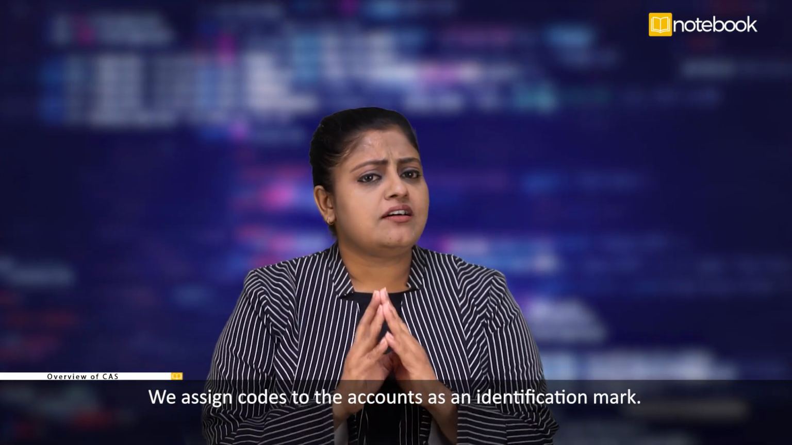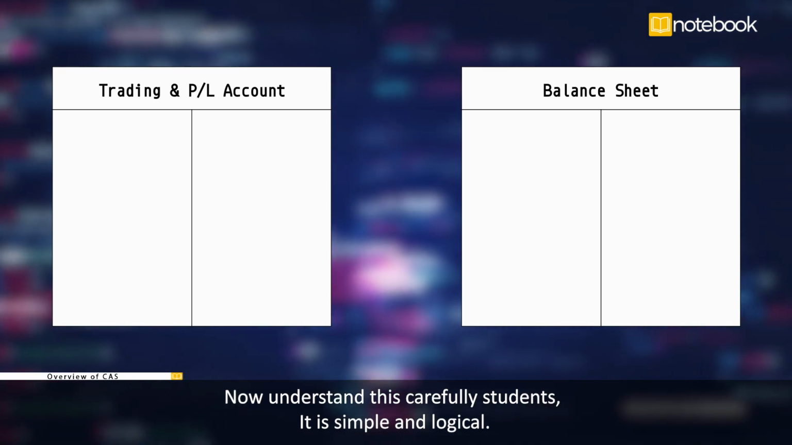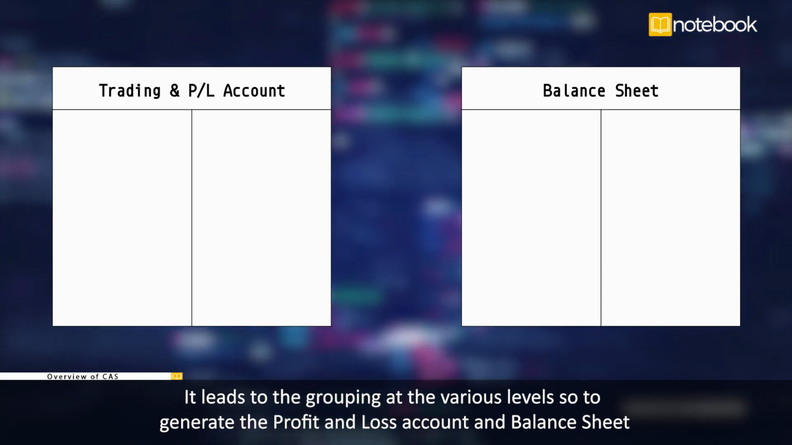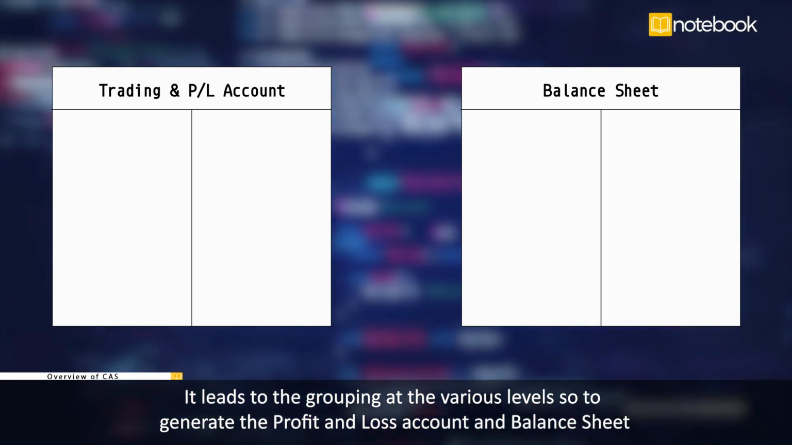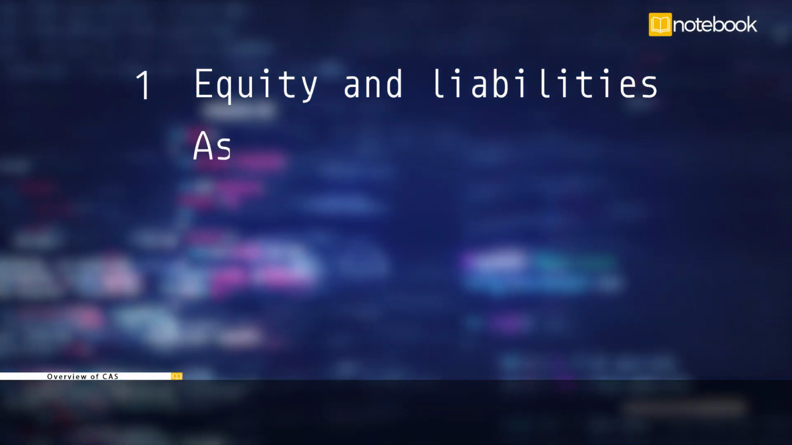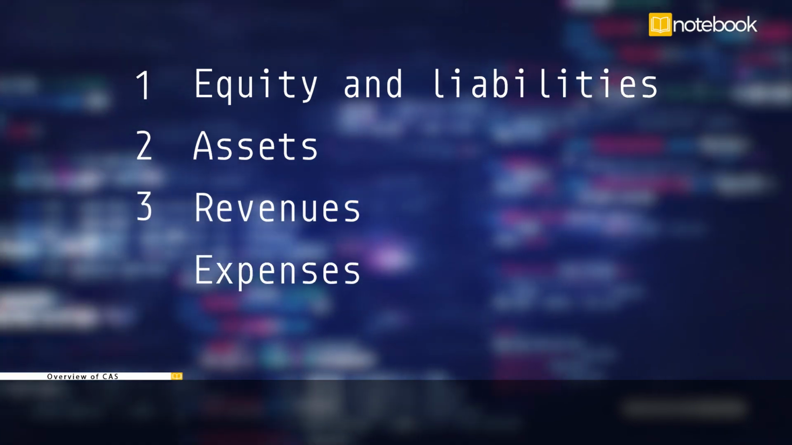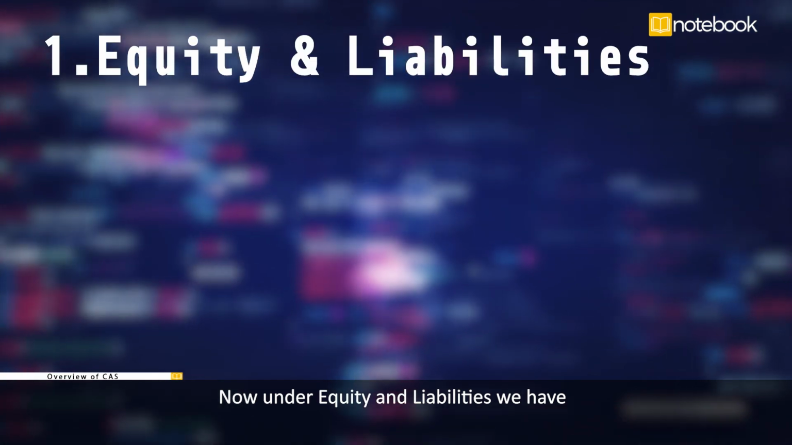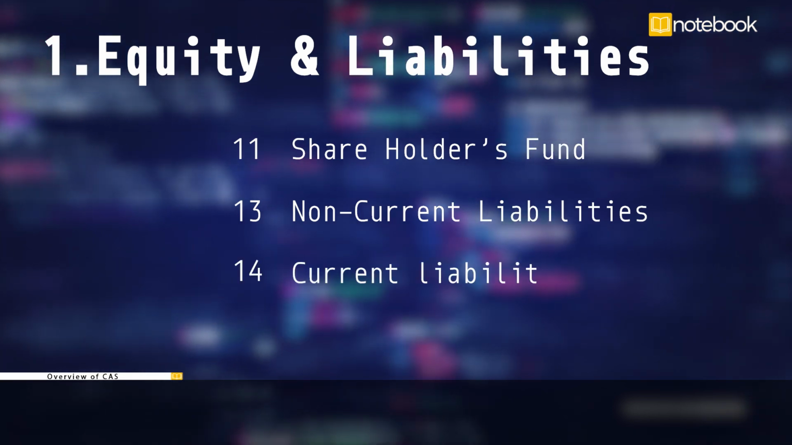Now, we will come to the codification of accounts. We assign codes to the accounts as an identification mark. Now, understand this carefully, students. It is simple and logical. It leads to the grouping at the various levels, so as to generate the profit and loss account and balance sheet. Just see this. Equity and liabilities represented by 1, assets represented by 2, revenues represented by 3, expenses represented by 4.